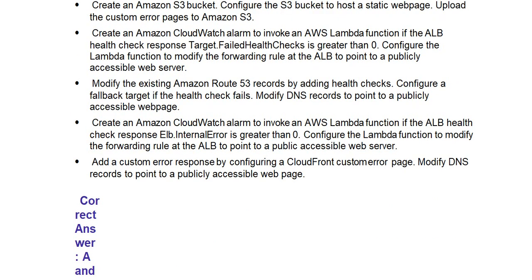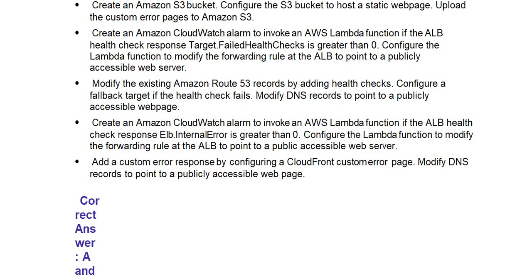And the options are: Option A, create an Amazon S3 bucket, configure the S3 bucket to host a static web page, upload the custom error pages to Amazon S3. Option B, create an Amazon CloudWatch alarm to invoke an AWS Lambda function if the ALB health check response target failed health checks is greater than 0. Configure the Lambda function to modify the forwarding rule at the ALB to point to a publicly accessible web server.